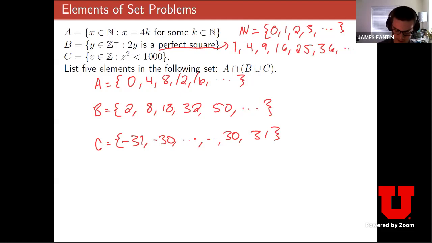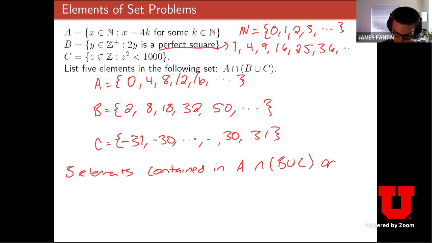So now we're asked to list 5 elements in this set. So what are 5 elements in the set? Anyone have any possible values?